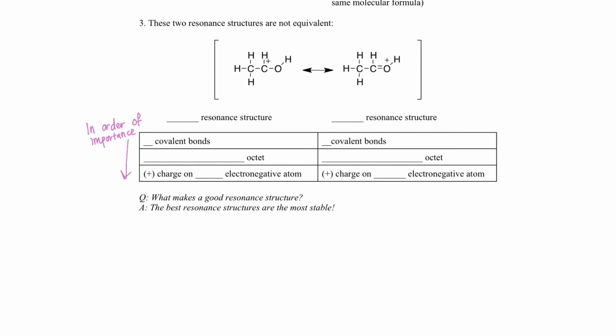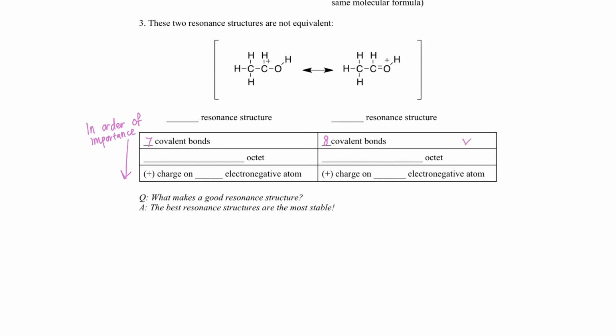So we're going to start by counting the number of covalent bonds. In the structure on the left, let's count. I count 1, 2, 3, 4, 5, 6, 7. And the structure on the right, I count 1, 2, 3, 4, 5, 6, 7, 8. So that's 7 covalent bonds for the first one and 8 covalent bonds for the second one. So far, just based off of this first rule, the structure on the right is winning out. So we're going to put a check right here.